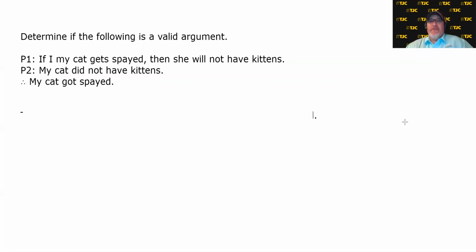Determine if the following is a valid argument. Premise number 1, if my cat gets spayed, then she will not have kittens. Premise number 2, my cat did not have kittens. Conclusion, my cat got spayed. Again, most people would say that's a conclusion that you can draw. Yes, we're talking about you, except you didn't have kittens. But let's analyze the structure of this argument.